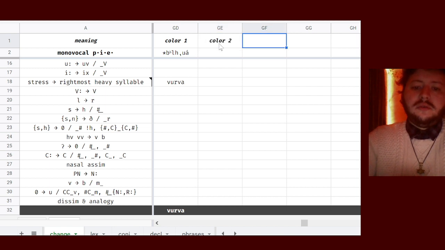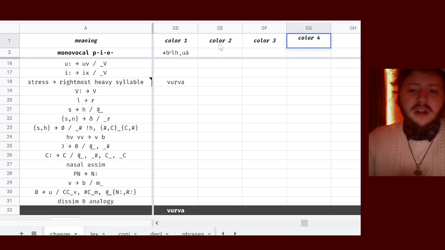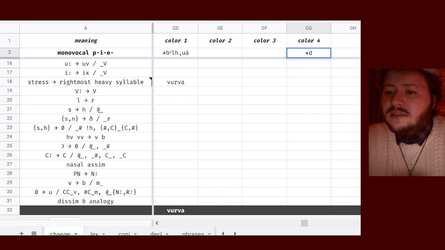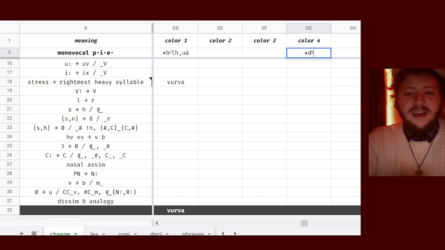Color 2, color 3, color 4. Yes, I'm using the American spelling of color. Apologies. Not me being today years old realizing dusk and fuscus are related. Sob.